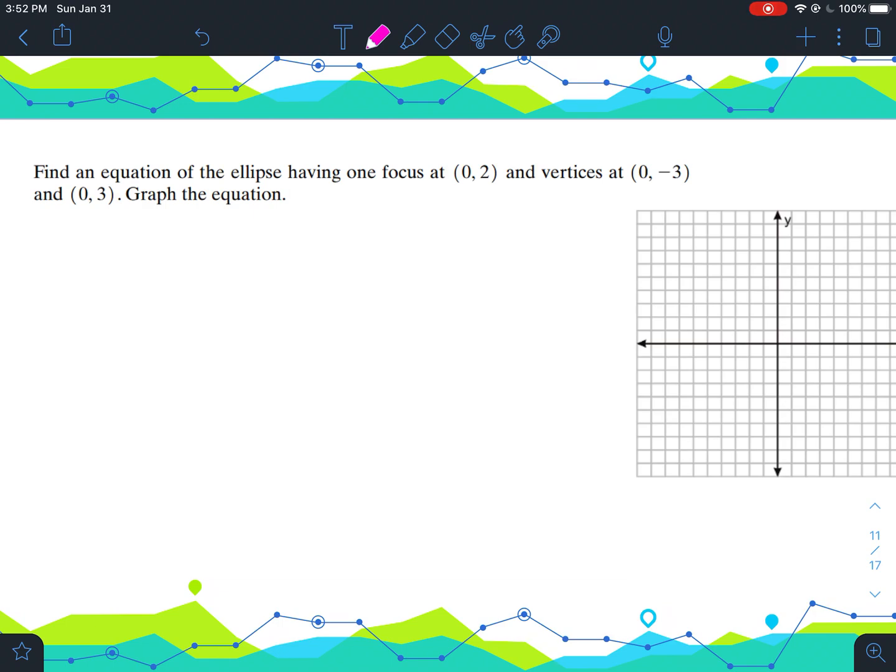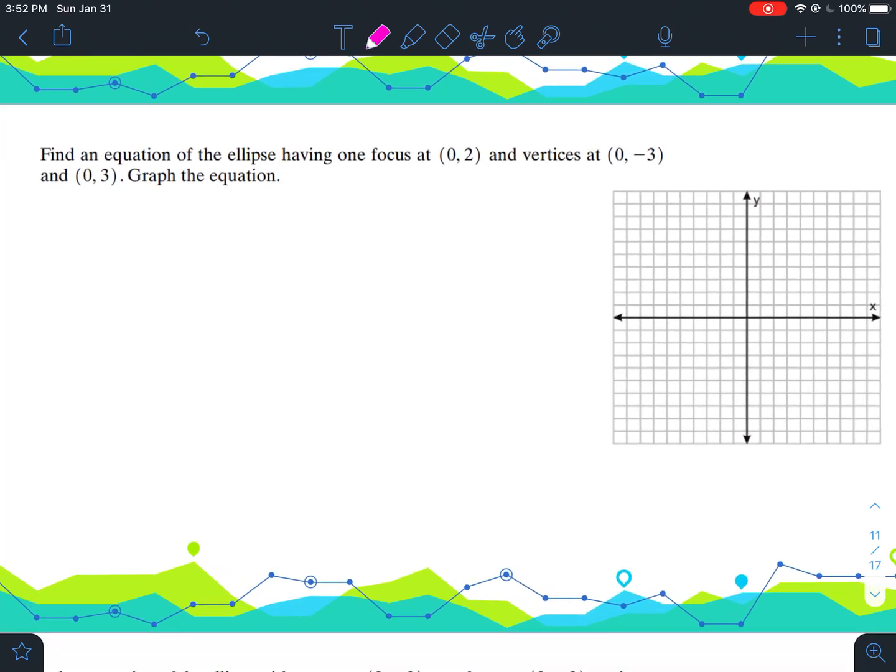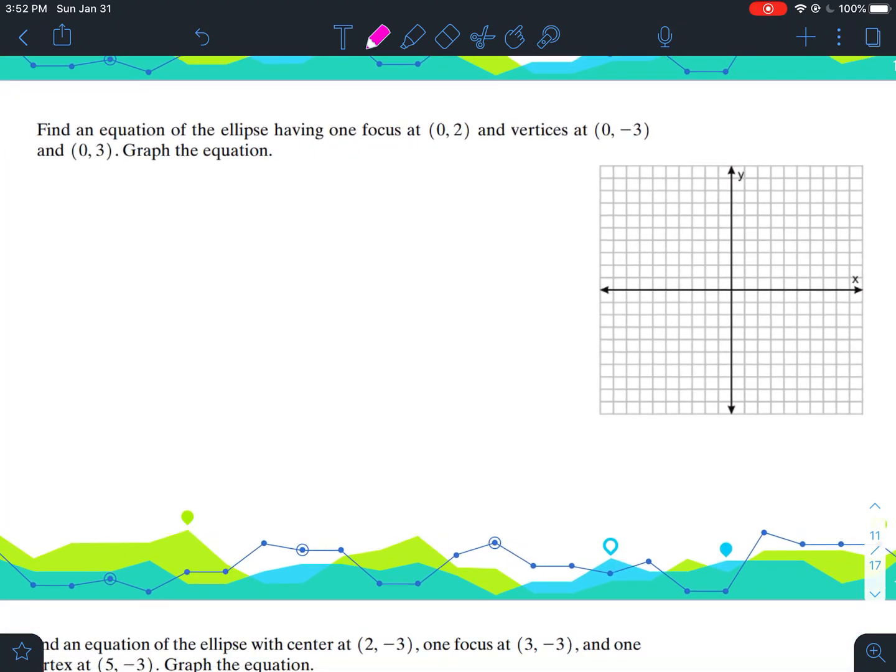All right, let's find the equation of an ellipse having one focus at 0, 2 and vertices at 0, negative 3 and 0, 3. All right, why don't you pause the video and try this one.